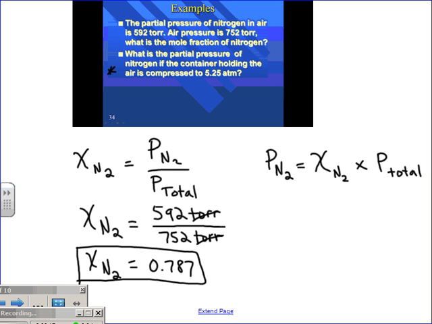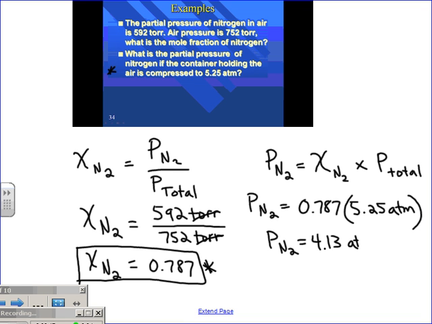We just found the mole fraction in the previous problem as 0.787. So if we plug everything in, we know the mole fraction is 0.787, and we know the new pressure is 5.25 atm. Therefore, the pressure of N2 is 4.13 atm. So it's always the part over the whole.